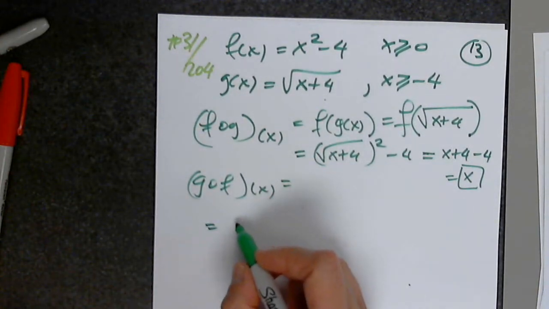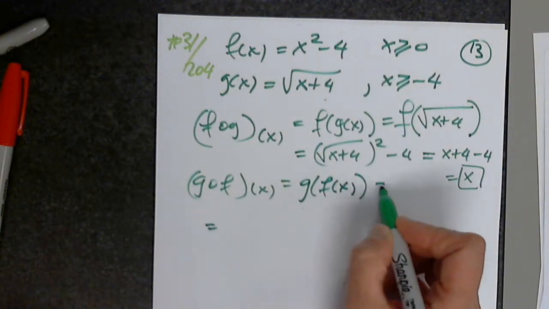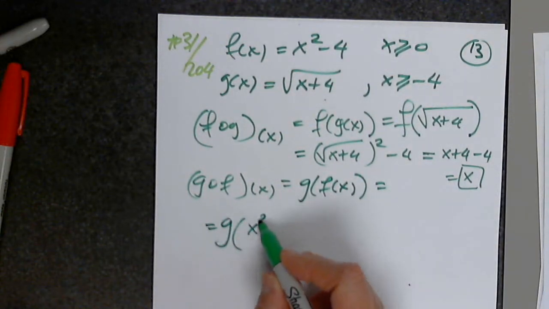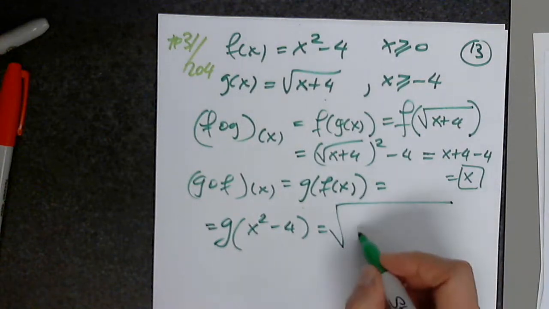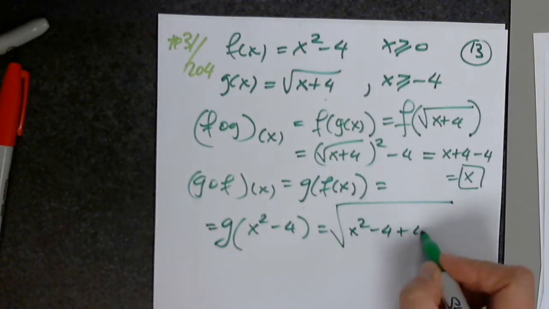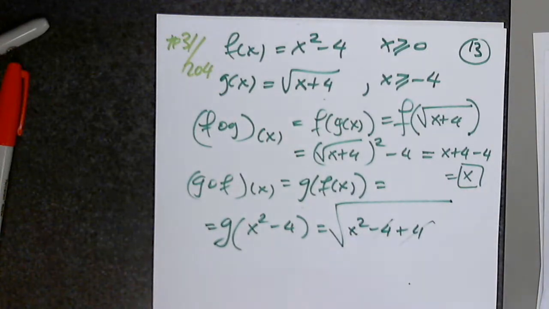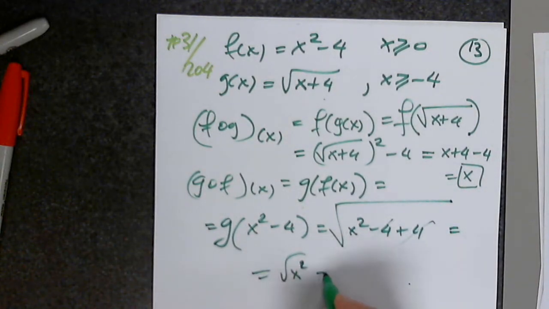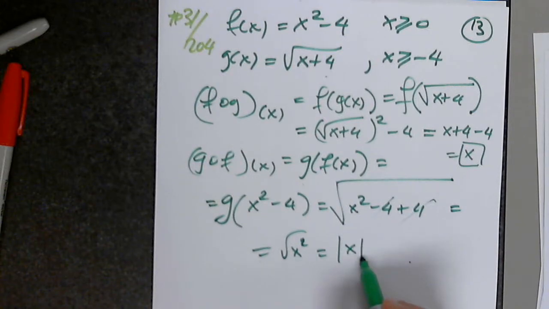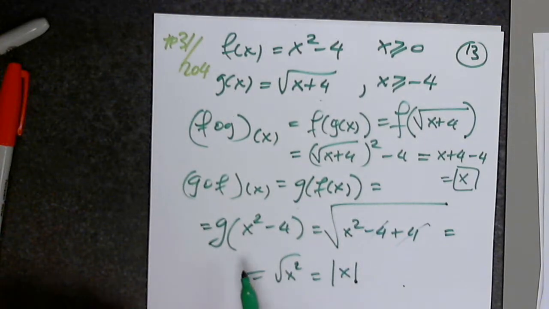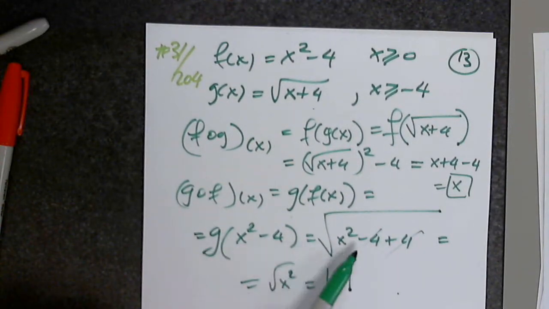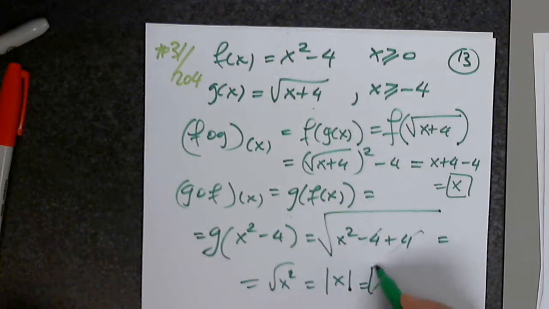So now g of f, so this is g of f of x, which is g of x squared minus 4. So, square root of x squared minus 4 plus 4. Inside, correct. These two go away. And then square root. So this is the square root of x squared, and I should write the absolute value of x. But we know that yes, it has to be positive. Yes, that's the reason why it's true.